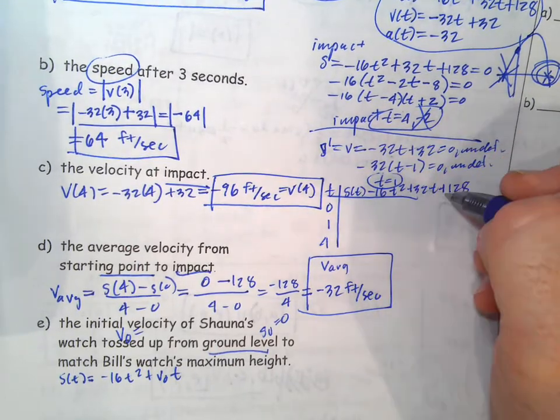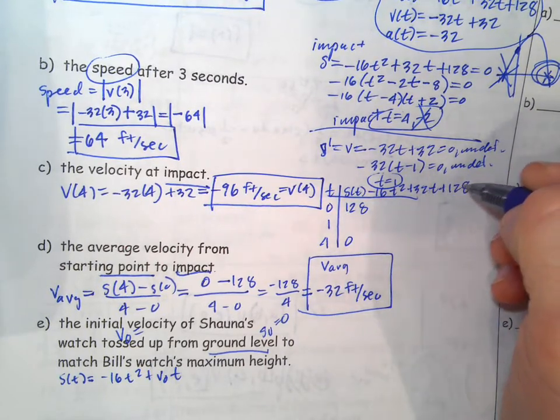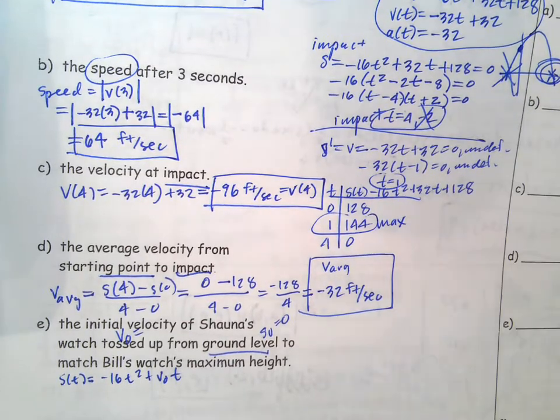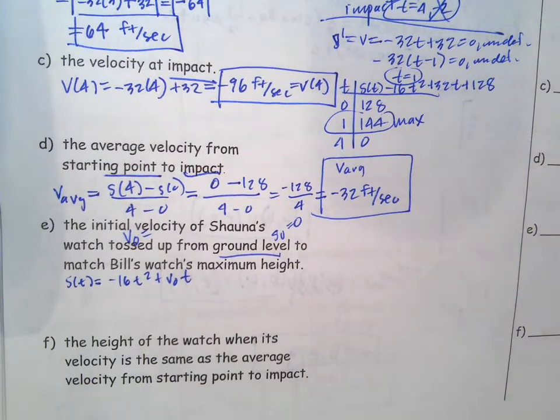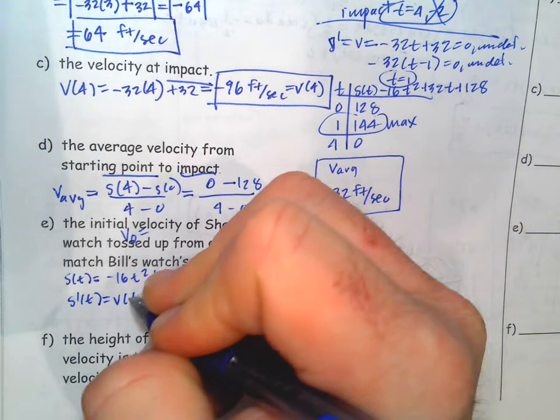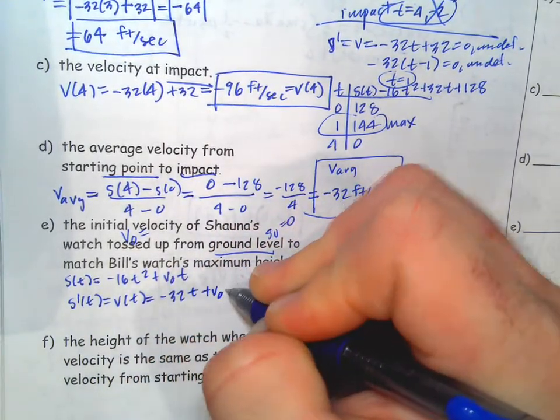Okay, so you plug 0 in, you get 128. If you plug 4 in, you should get 0. You plug 1 in, you get 16 plus 128, 144. So there's your max. So we're trying to get this other watch to have a max of 144. It's thrown at ground level. So we gotta figure out what would give that. So now the critical points can happen at the derivative of position equals 0 or undefined.